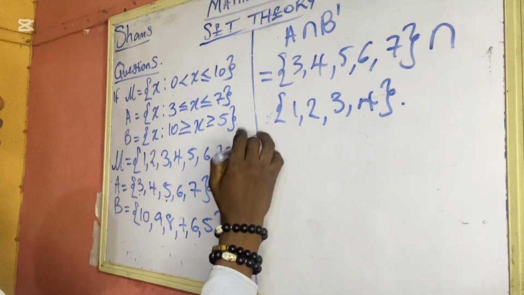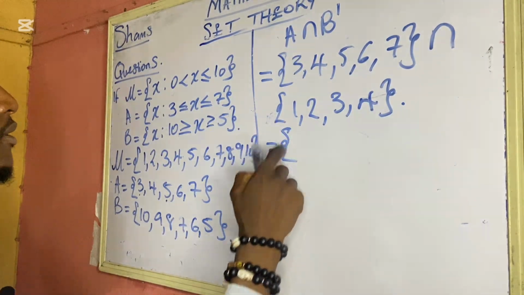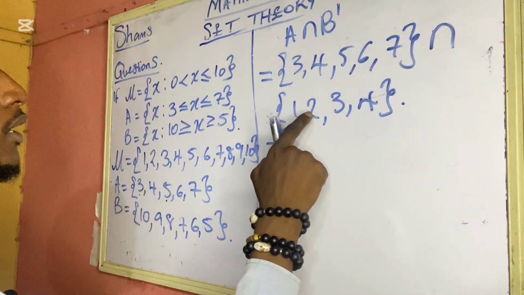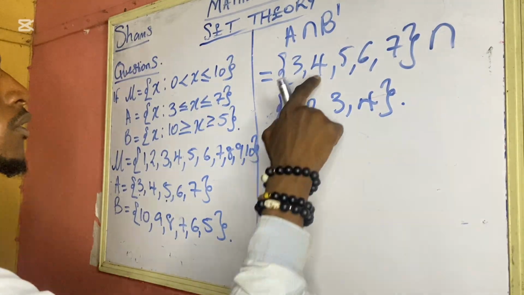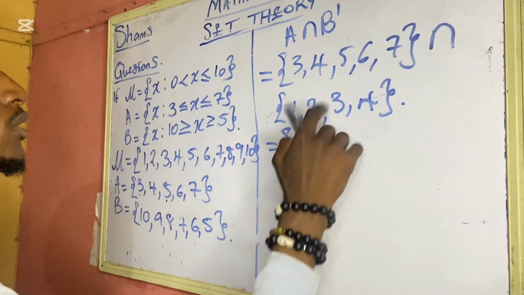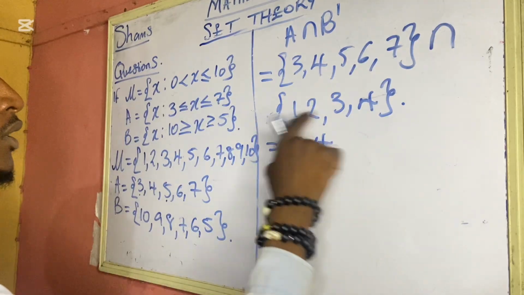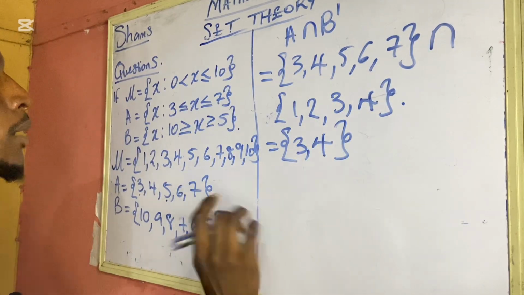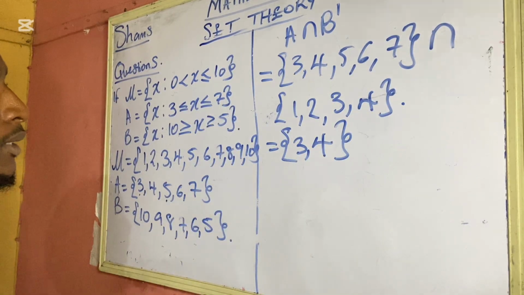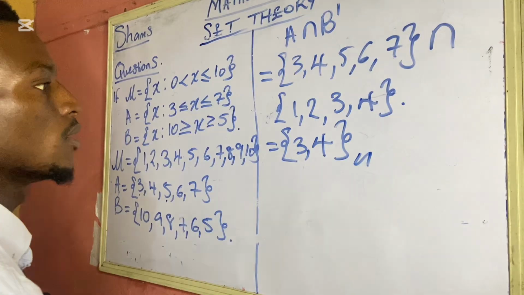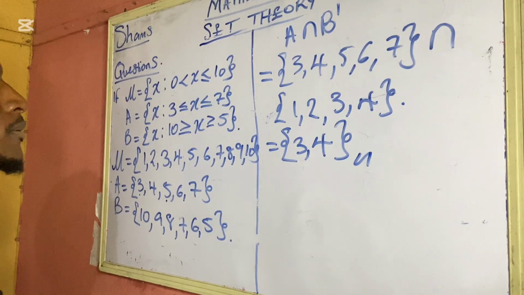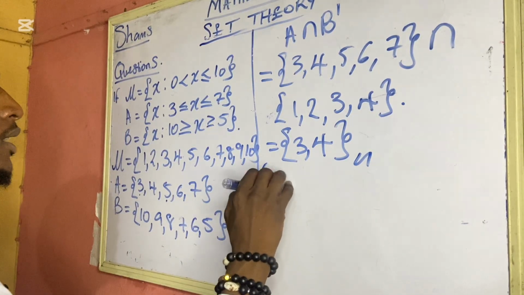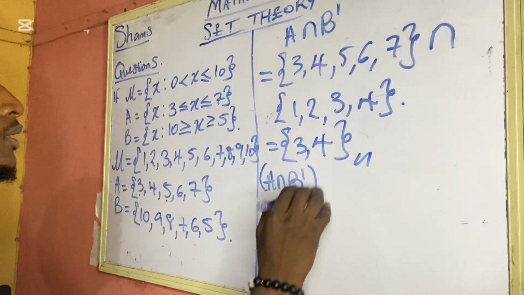Now, what is common between this and this? 3 is here, 3 is here, good. 4 is here, 4 is here, good. 5 is here, 5 is not here, 6 is not here, 7 is not here. So the elements that are common between A and complement of B are 3 and 4 only.